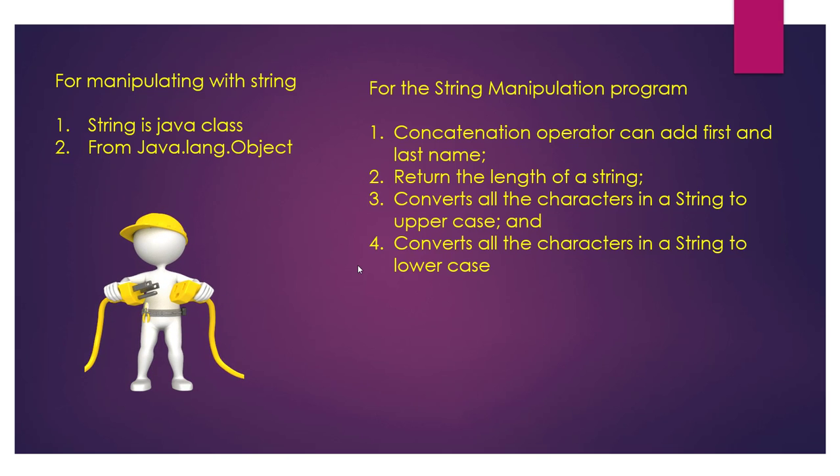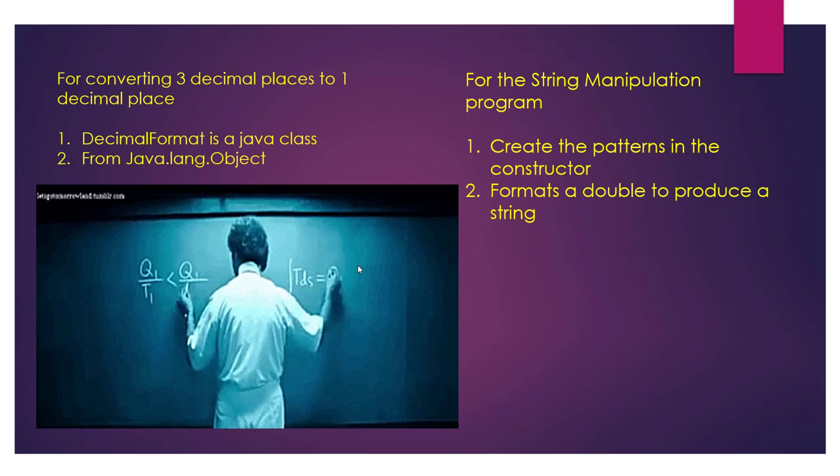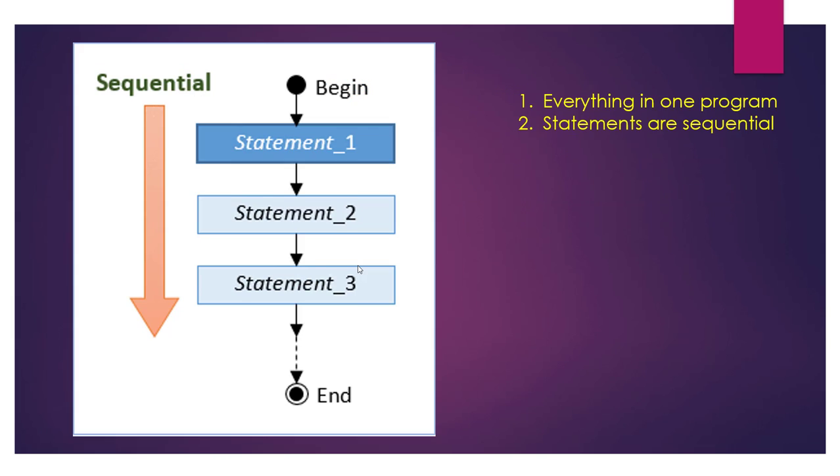Similarly, toUpperCase and toLowerCase methods are available in the string object. DecimalFormat is also a Java class and is from java.lang.Object. It has a method called format, which can get us to 1 decimal place. As per the specification, we need to code both parts in one program, so the code execution needs to be sequential.